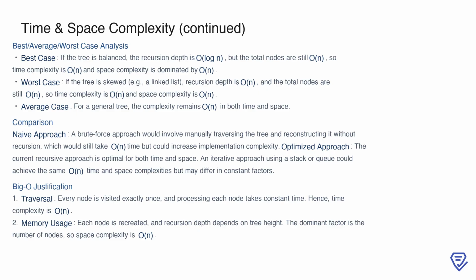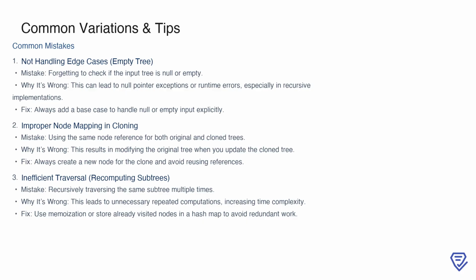Ultimately, the justification for both time and space complexities comes down to the fact that each node in the tree is visited exactly once, and the memory usage is predominantly determined by the number of nodes, which leads us to O(n) for both metrics. When working on cloning an N-ary tree, there are a few common mistakes to watch out for. First, not handling edge cases like an empty tree can lead to issues such as null pointer exceptions or runtime errors, especially in recursive solutions. To prevent this, always include a base case to handle null or empty input explicitly.